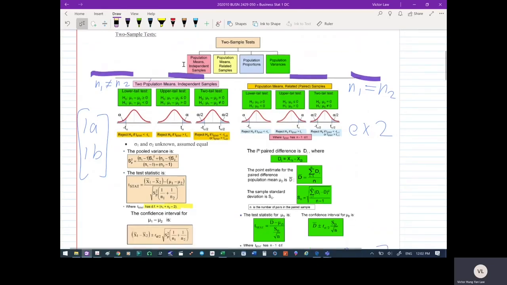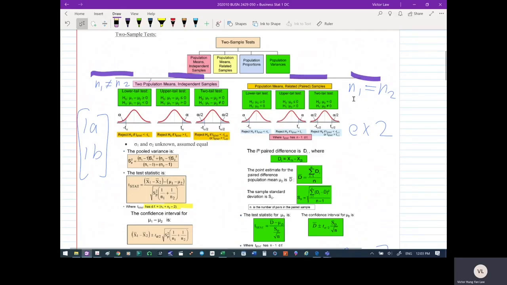The first situation is population mean with independent sample, and how we usually identify that is we look at the sample size. Usually when the sample sizes are not equal, then we have situation 1. The second situation is when we have the related sample or related pair, and we identify it because they usually have the same sample size, since it's the same person filling in the survey.